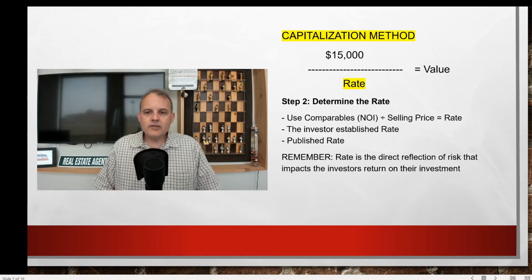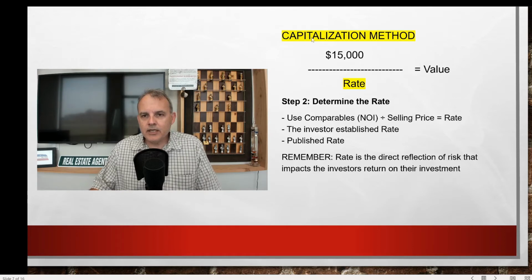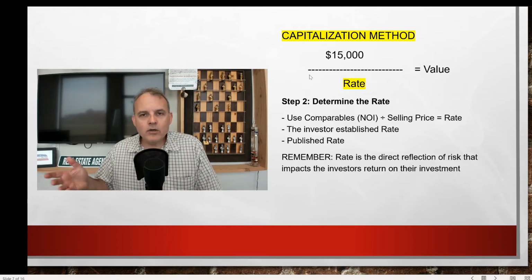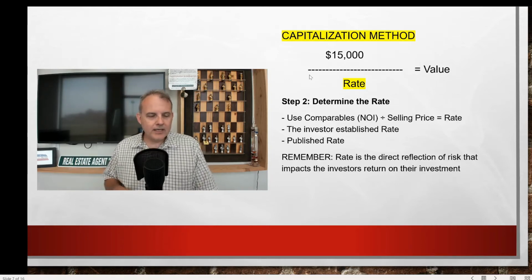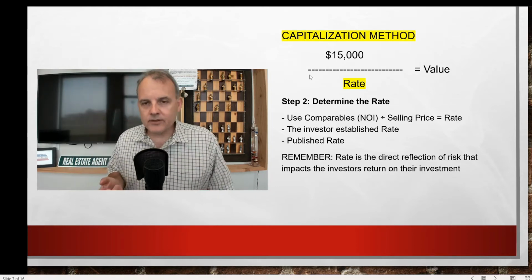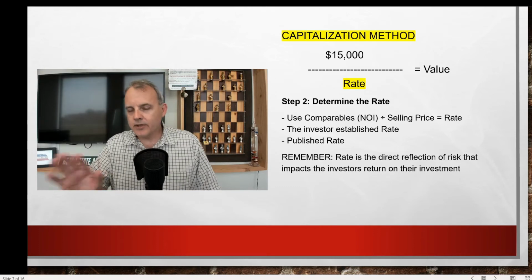Step 2 is now we determine the rate. We already know, if you look on your formula, that we established that the net operating income is $15,000. Now, what's the rate and where do we get the rate? Well, it can come from a couple of different places. And I know there's going to be a few of you that disagree, but so what?